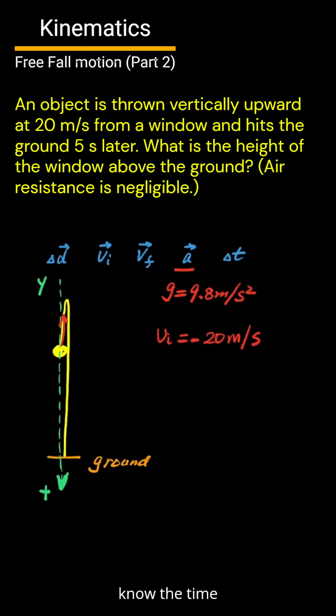Then we also know the time for the entire journey is 5 seconds. So delta t is 5 seconds. What we are solving for is the height above the ground, or in other words, the initial height of the baseball, which is the displacement from the initial position all the way to the ground, which is the final position. So this is delta d.